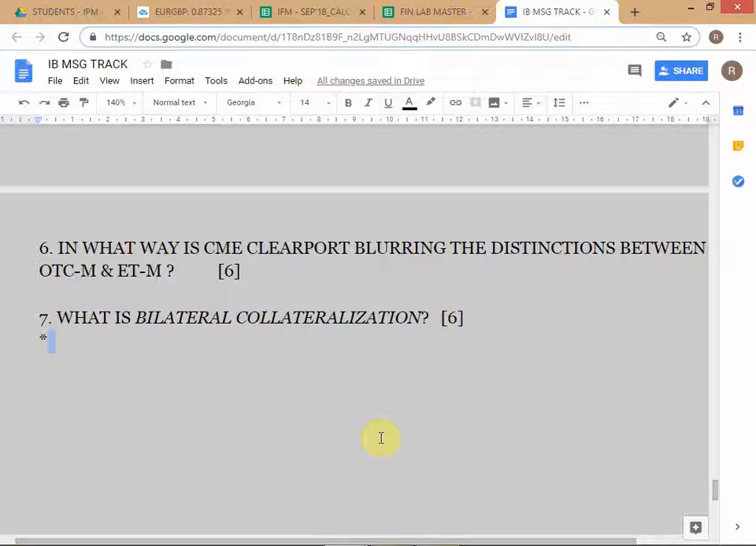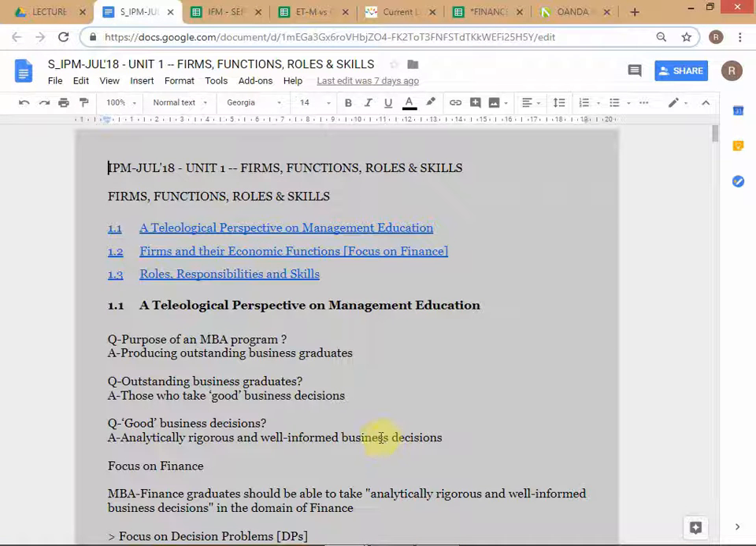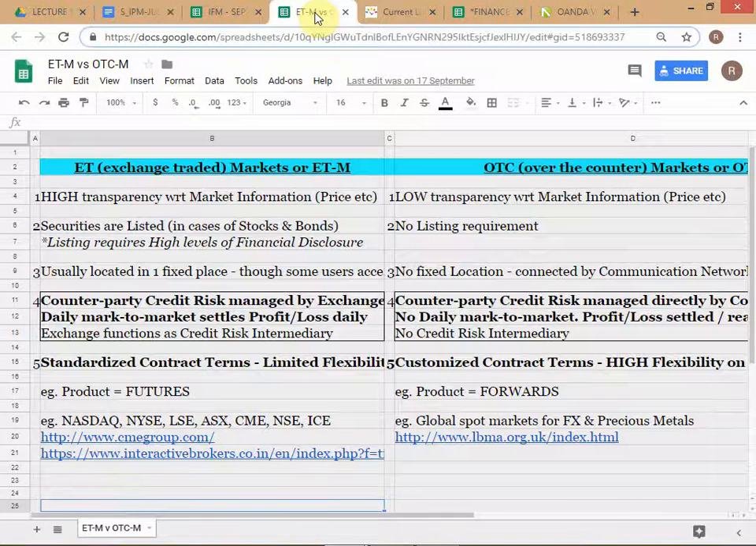And then for CME Clearport, you have to talk about what the distinction is. There are 5 points of distinction that we have discussed. On which point is CME Clearport blurring the distinction? Or maybe more than one point, but you have to be specific on those points. So you have to say first that CME Clearport is actually blurring the distinctions on point number 4, where we said that there is credit risk intermediation by the ECH in ETM, but that does not exist in OTC markets.